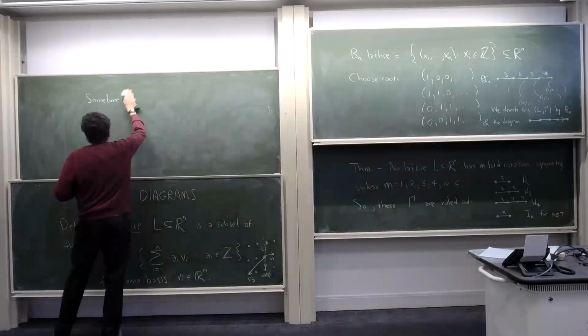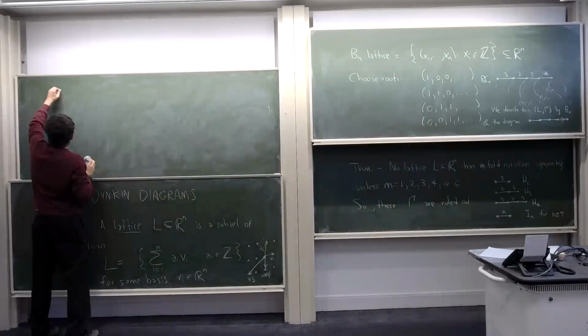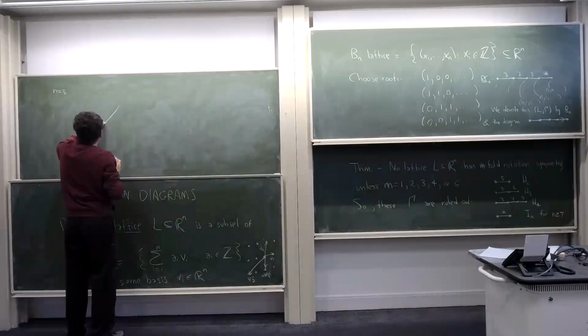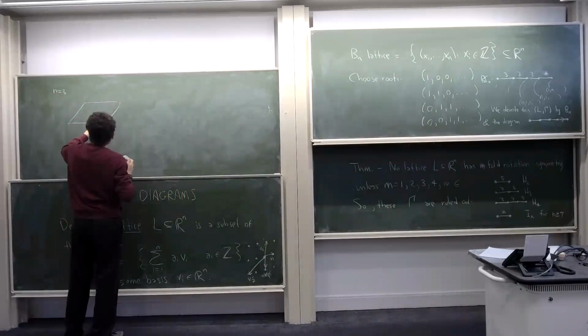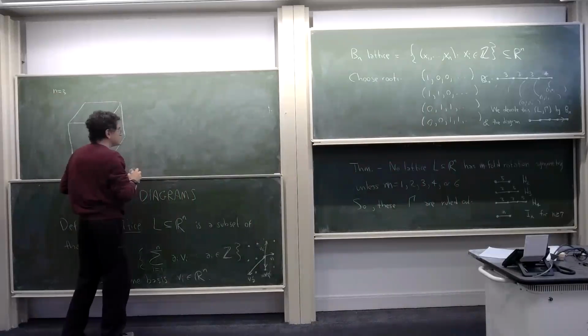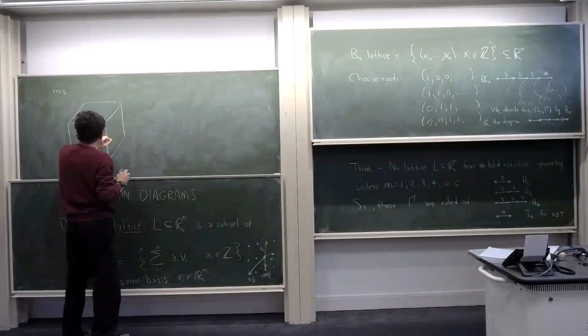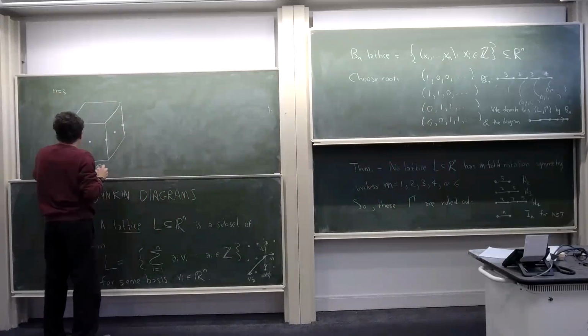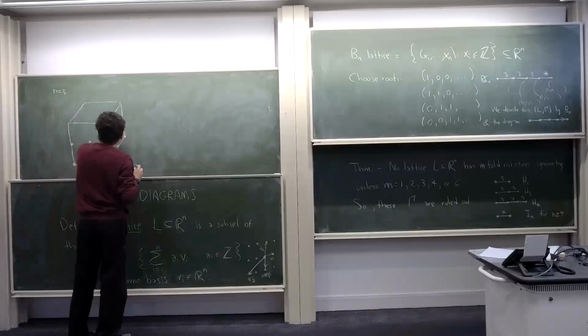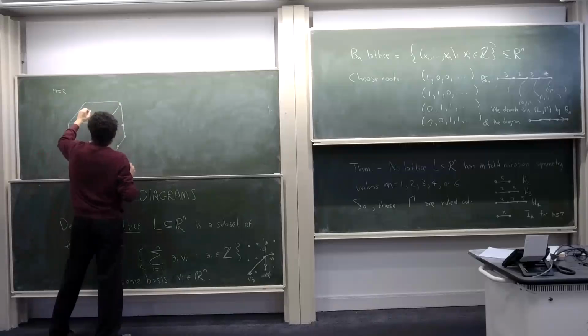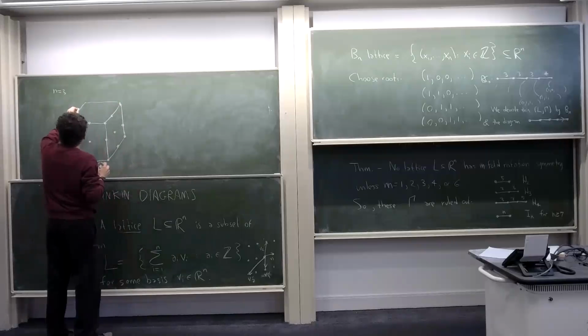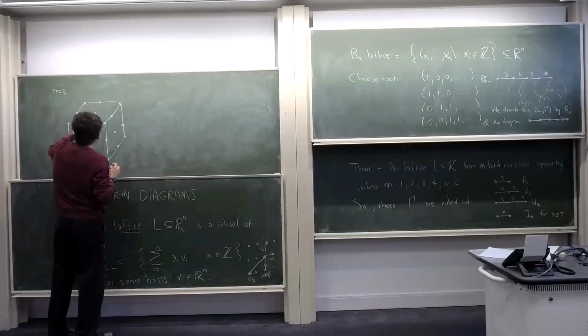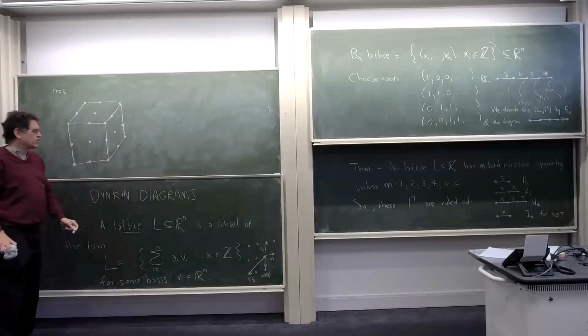So let's do the case where n is equal to 3. I'm just going to draw a little portion of the lattice, some of the lattice points, a bunch of lattice points in 3 dimensions. These are just points whose coordinates are all integers. I'm drawing just the cube's worth of them, and in the middle of that cube is the origin.